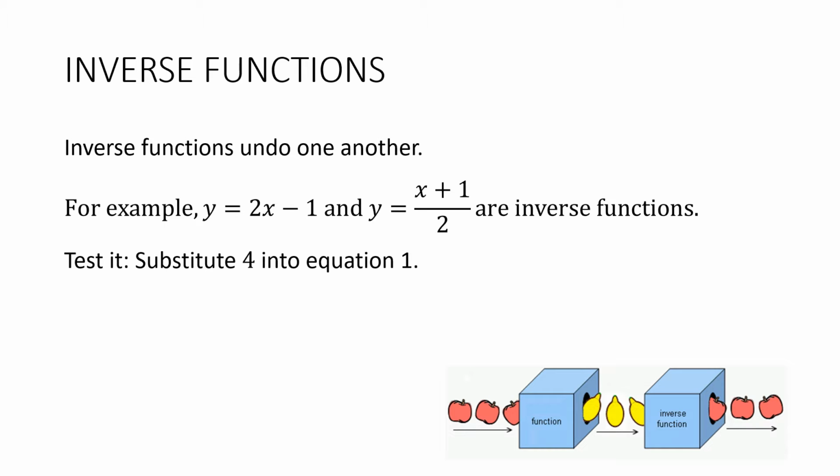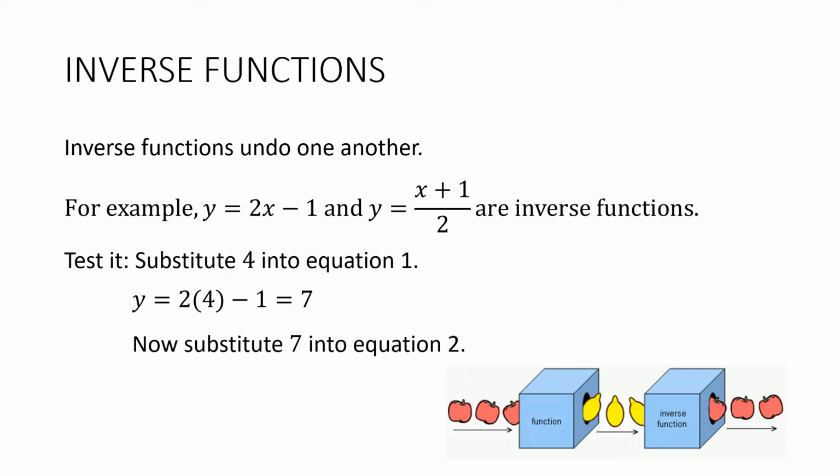What we do is we just substitute a number into the first equation, so x is equal to 4. Then we take our output and substitute it into the second equation. If we end up where we started, then they're inverse functions. So let's have a go. Substituting the 4 into here, we get 2 lots of 4 is 8, take away 1 is 7. Now I'm going to take my 7 and substitute it in the second equation. So I get y is equal to (7 plus 1) all divided by 2, which is equal to 4. Because I started at 4 and ended at 4, these two are inverse functions.